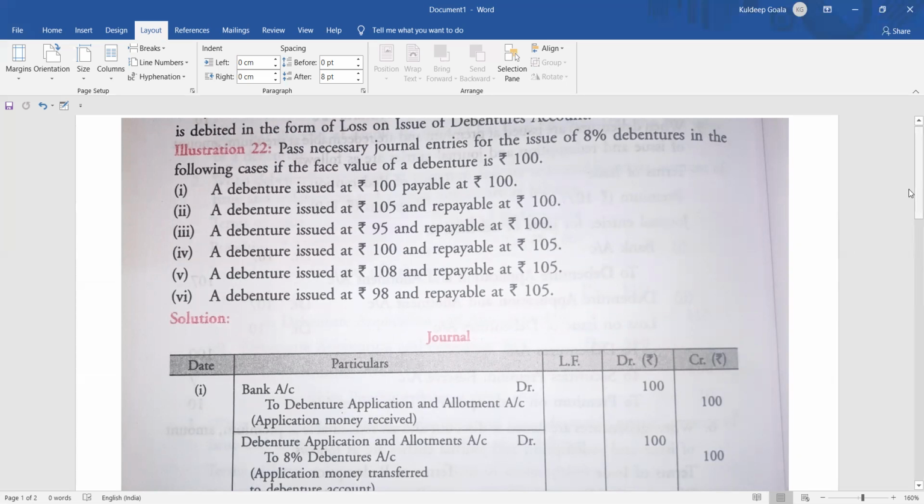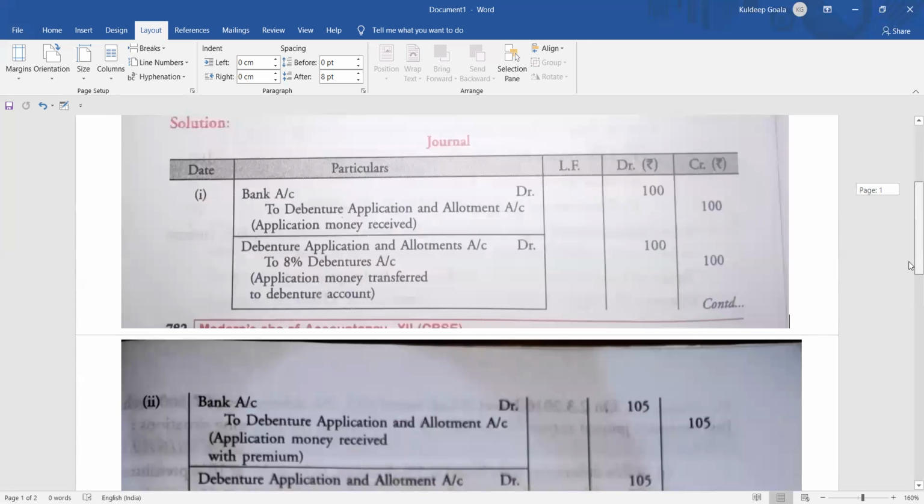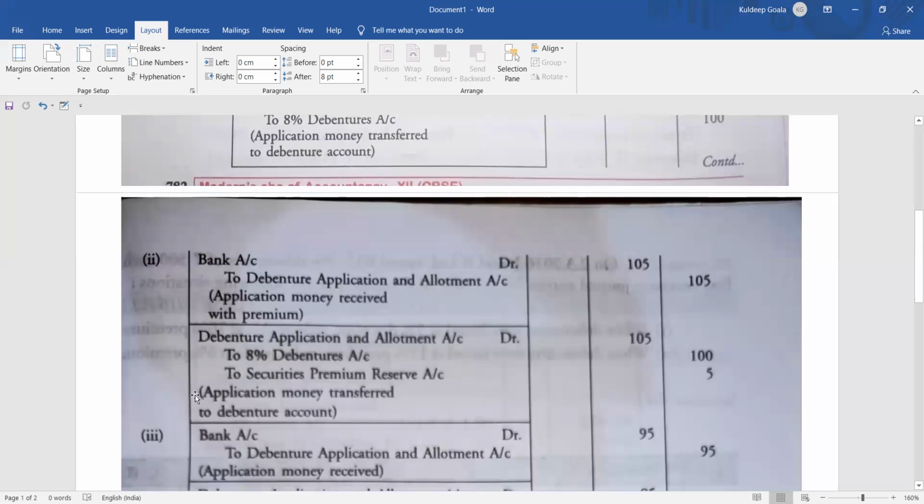We take the value of 100 rupees and return 100 rupees. So what will the transfer entry be? Debenture application allotment account will be closed by debiting. Debenture application allotment account debit 105 to 8% debenture account, the face value of 100 rupees, and to securities premium reserve account 5 rupees, the securities premium amount, as we have done in shares. Clear?